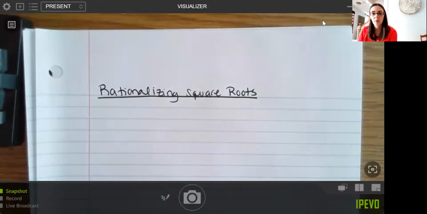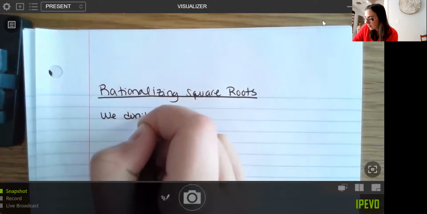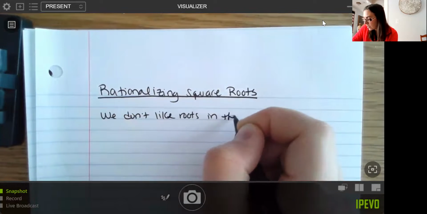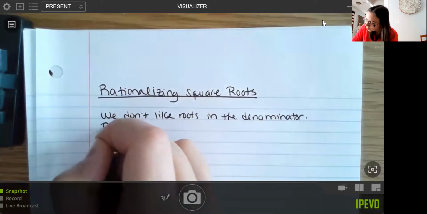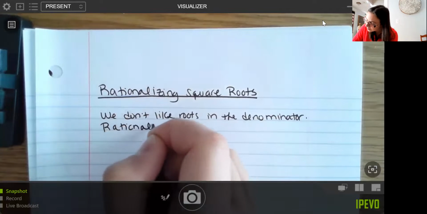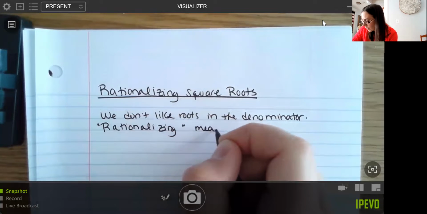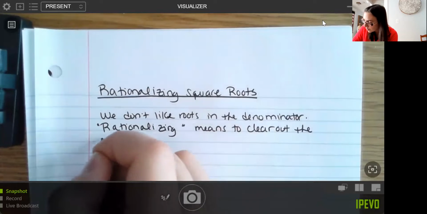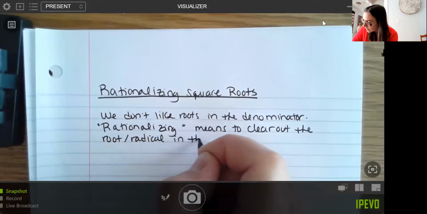All right, there's one more thing with square roots I want to talk to you guys about, and that's rationalizing square roots. So we don't really like roots in the denominator. So rationalizing means to clear out the root or radical in the denominator.